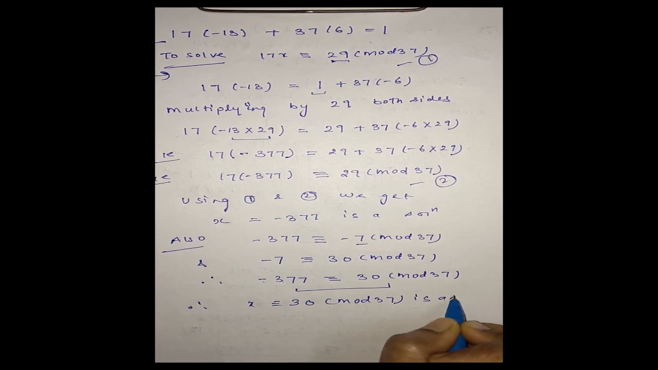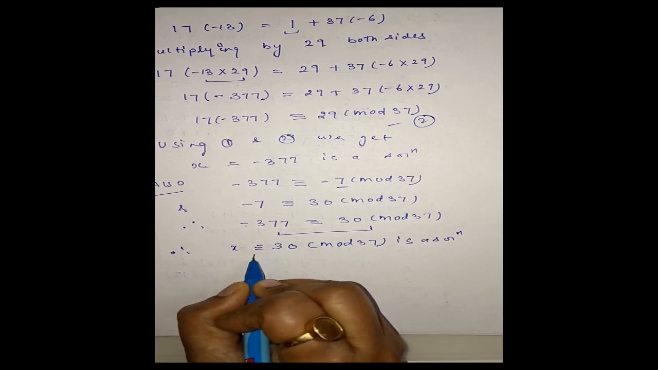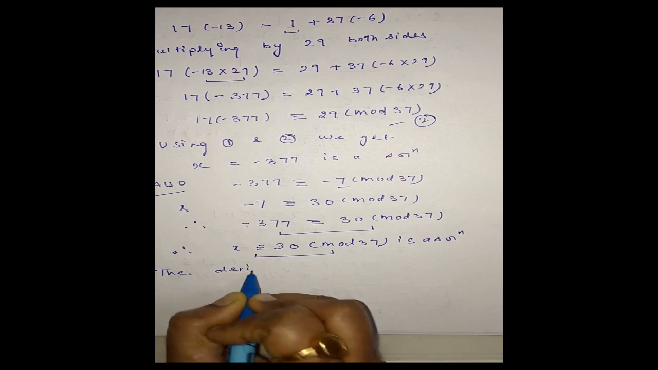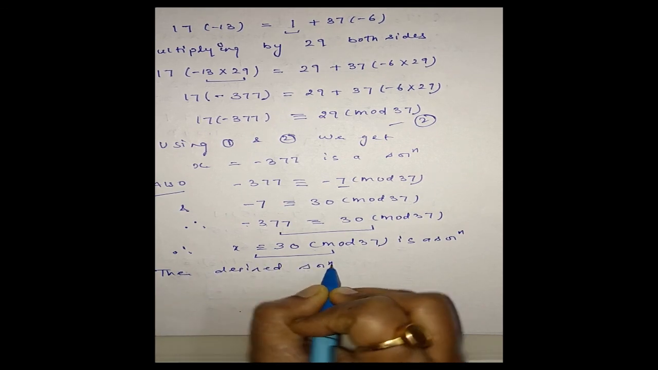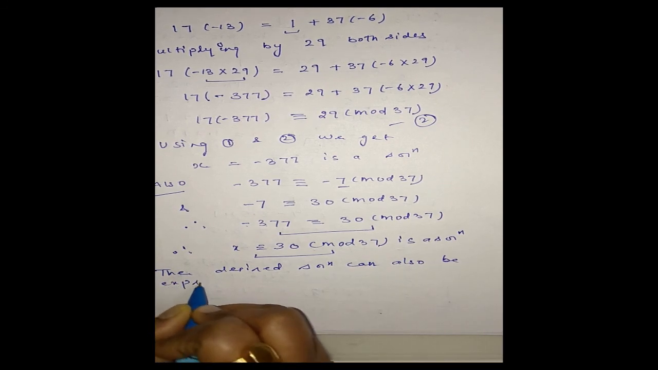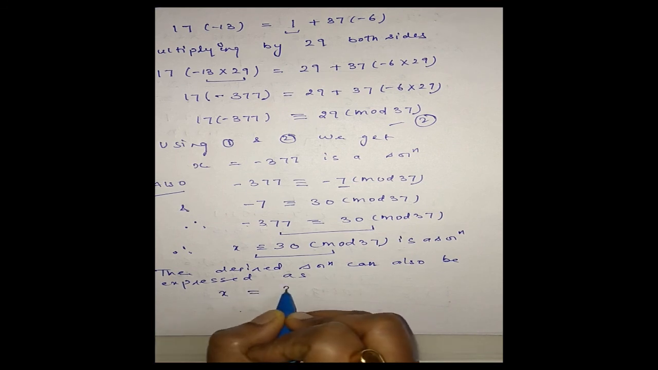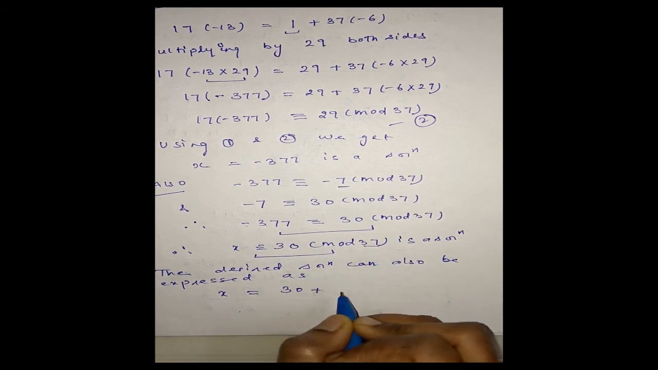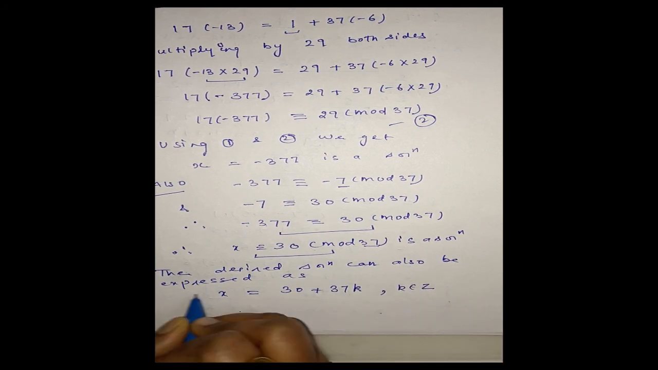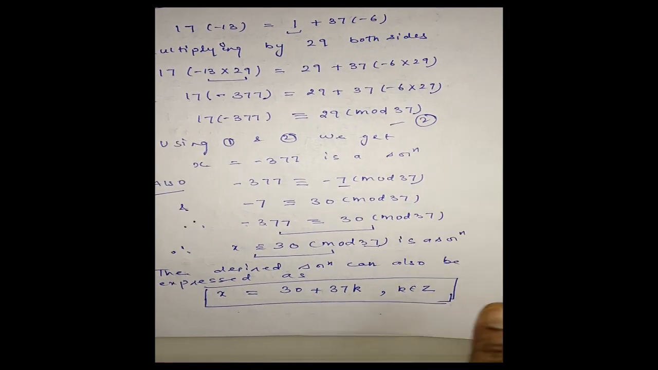I can write the solution in this form, and the general solution can be written with the help of theorem number 1. The desired or general solution can also be expressed as x is equal to 30 plus 37 into k, where n is 37 and k is an integer. Therefore the general solution is expressible as this.